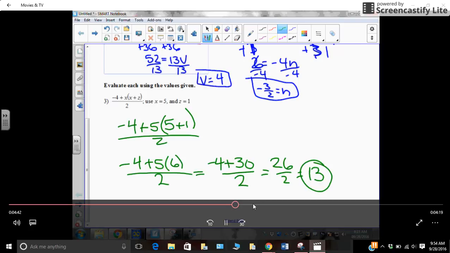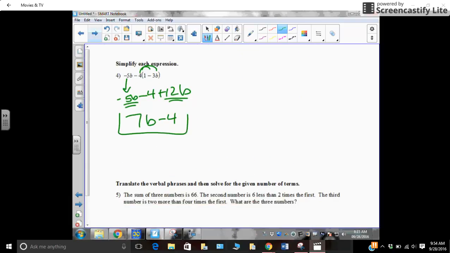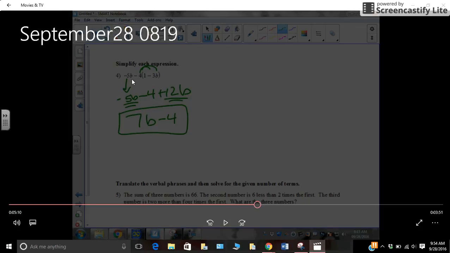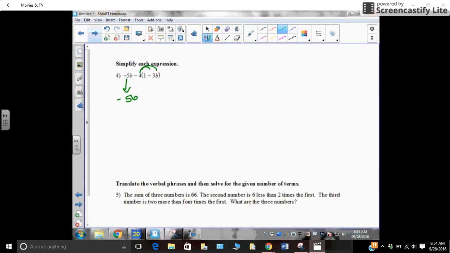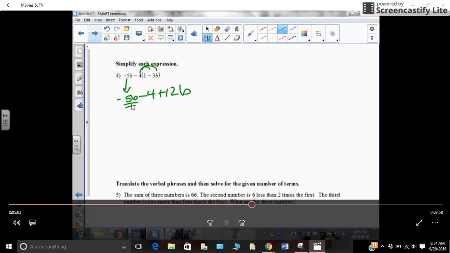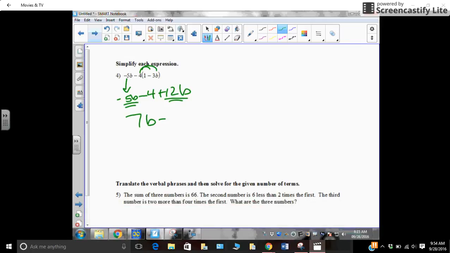Now your sheet was supposed to have a backside, which it does not. The first problem on the backside was supposed to be a distributive property problem where I distribute -4. So if you want to take a second and look at that problem, you distribute -4, and then you have like terms that can be combined. When you have -4 plus 12b, the -5 and the 12 can be combined to 7b minus 4.